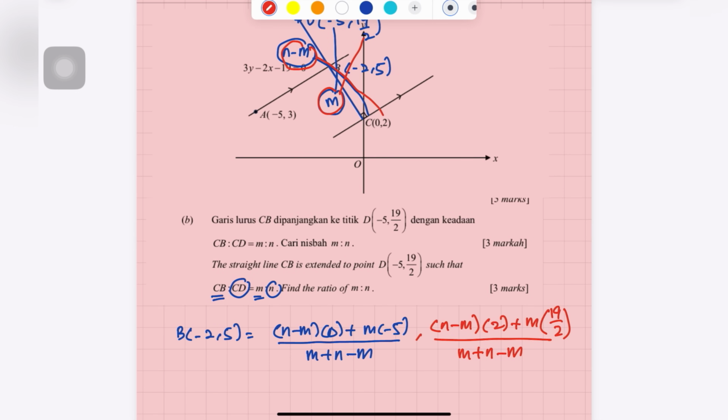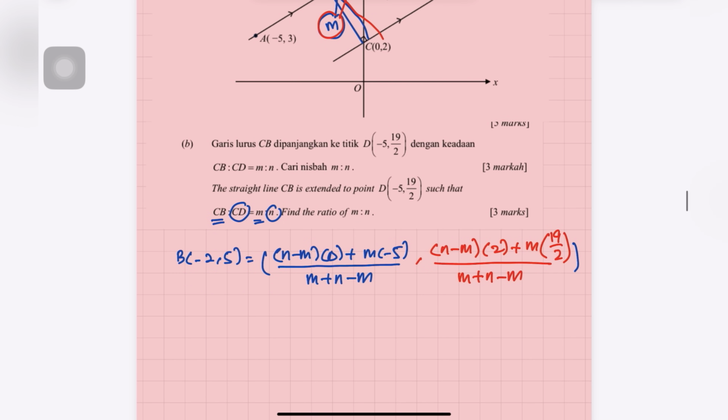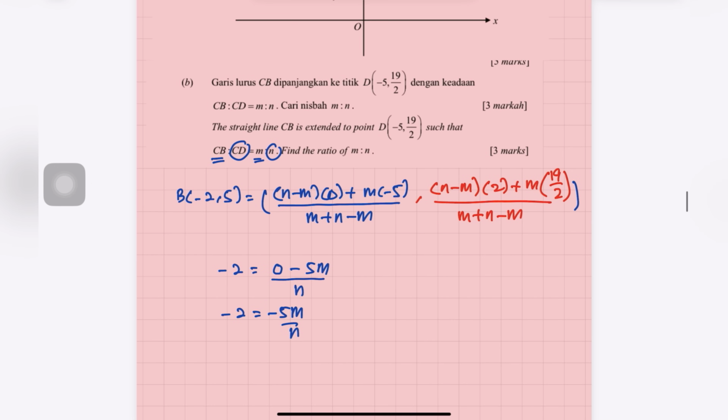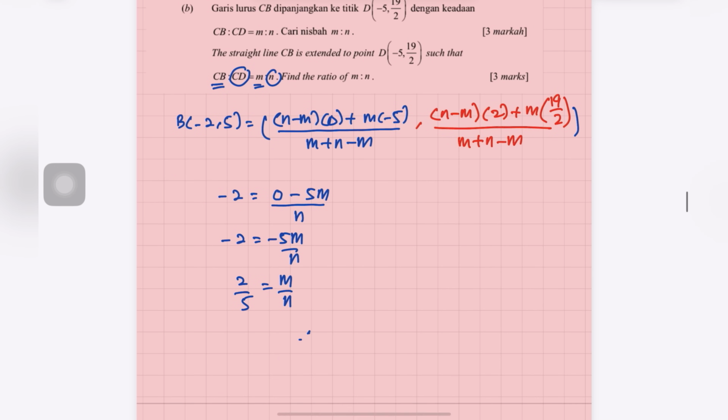Okay, so then we compare. Either we compare x or compare y. Let's say I choose to compare coordinate x because it is easier, here we have 0. So coordinate x, negative 2 equals 0 minus 5M over N. So this one is negative 2 equals negative 5M over N. So M is to N equals 2 is to 5. Therefore M is to N equals 2 is to 5.